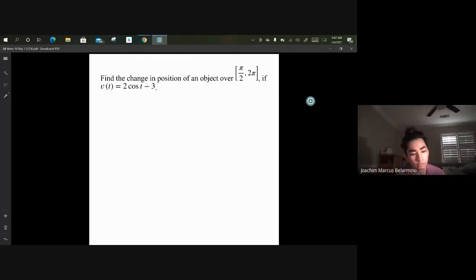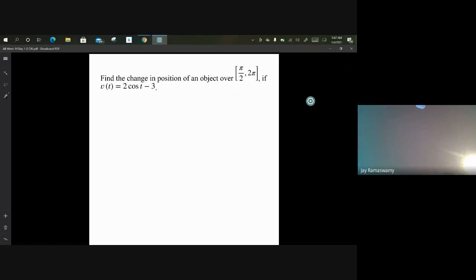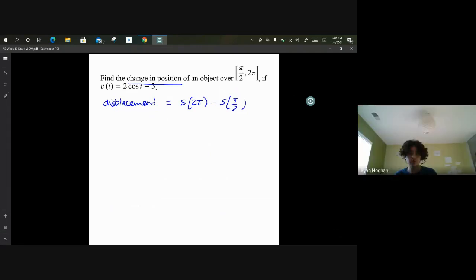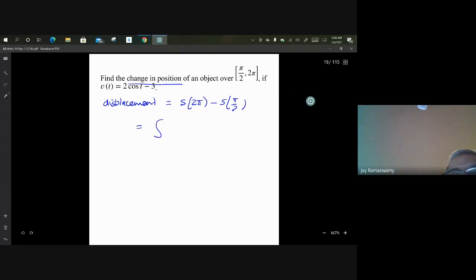We're on page 19. Okay, it says find the change in position. So smart kids, those of you making connections, what are they asking for indirectly? Displacement. Very good. Change in position is nothing but displacement. Make that connection. So we can do a formula review. Is that basically S of 2 pi minus S of pi over 2, the change in position? Yes. And is that nothing but the integral of the velocity function? Yes.